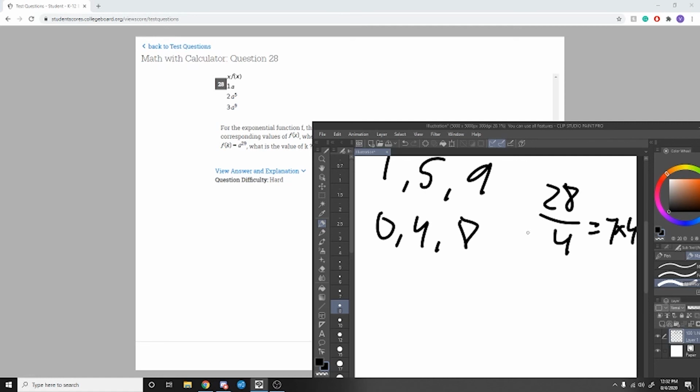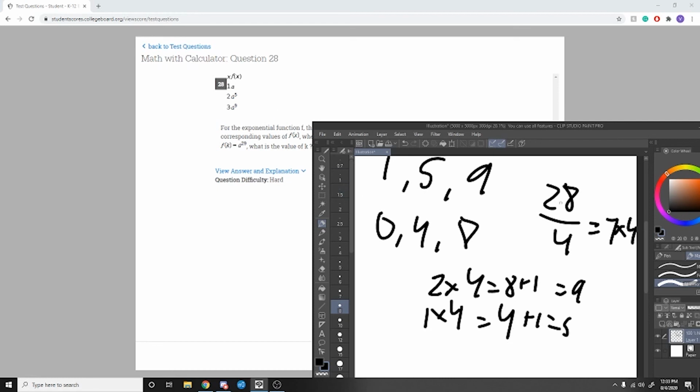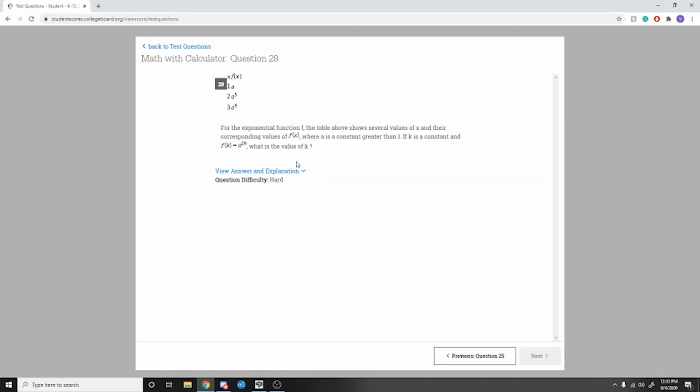But okay, yeah. If you do 2 times 4, that's 8, and plus 1, that's the answer for the next one. So for this one, 2 times 4, 8 plus 1, that's 9. That's the answer for 3. If you do 1 times 4, that's 4, and then plus 1, that's 5. That's the answer for 2. So if we did this for 7, it got you 29. That means that's the answer for 8. So the value should be 8.